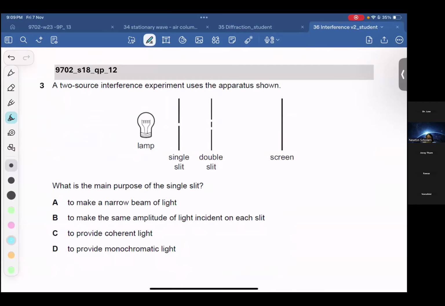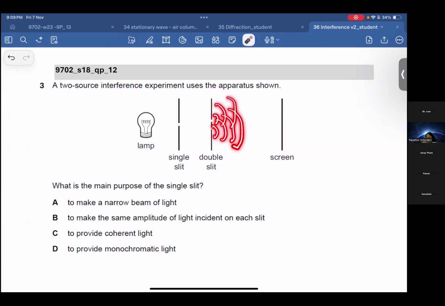Why a double slit? Why before the double slit, where two waves are produced here, do I need a single slit before that? What do you think?